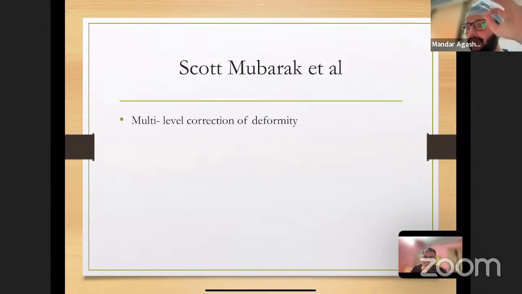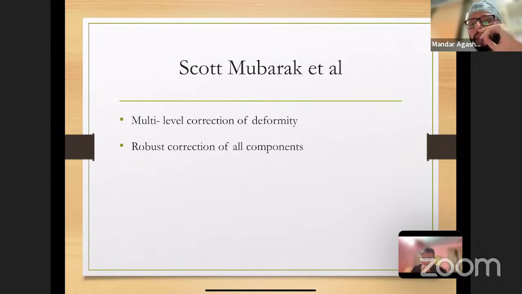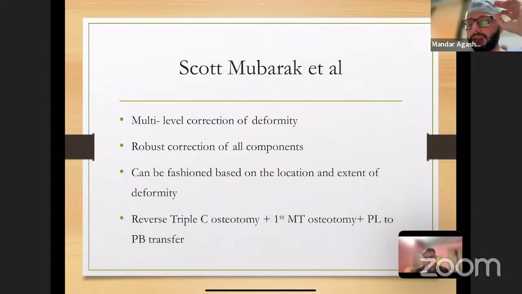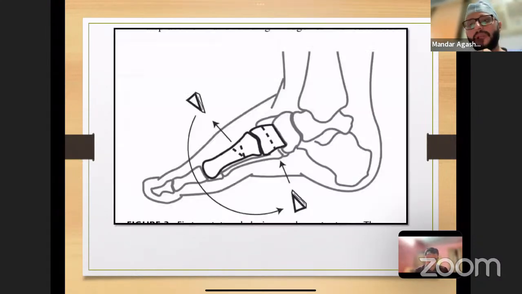This is a very good surgery, which gives rise to a good multi-level correction of the deformity. There's robust correction of all components, and it can be fashioned based on the location and extent of deformity, which means that if there is not much varus but more cavus, you may not do the cuboid osteotomy. If there is not much heel varus, you may not do the calcaneal osteotomy. So it's primarily a reverse triple C osteotomy with first metatarsal osteotomy and a peroneus longus to brevis transfer.